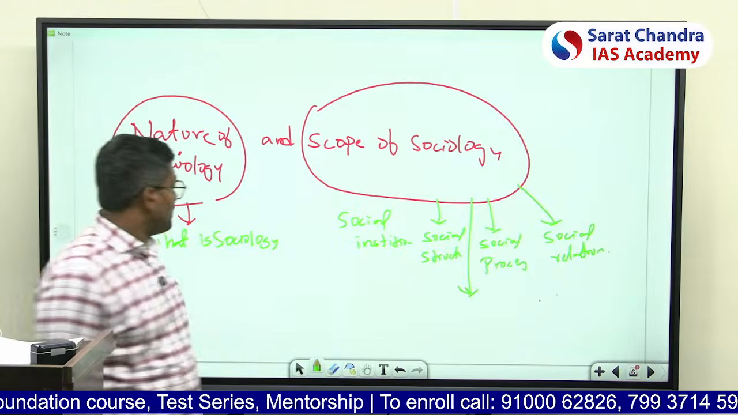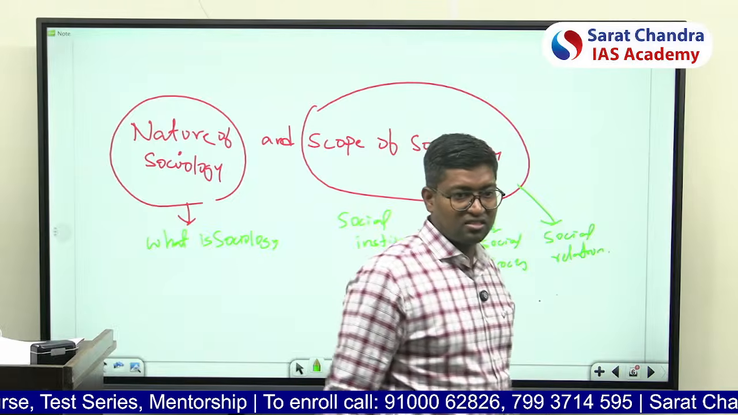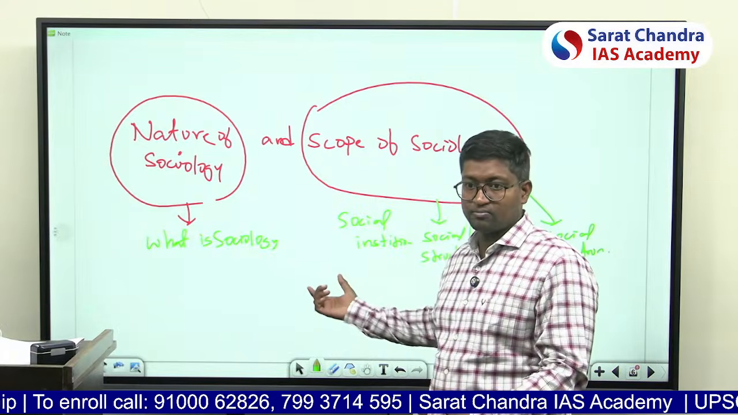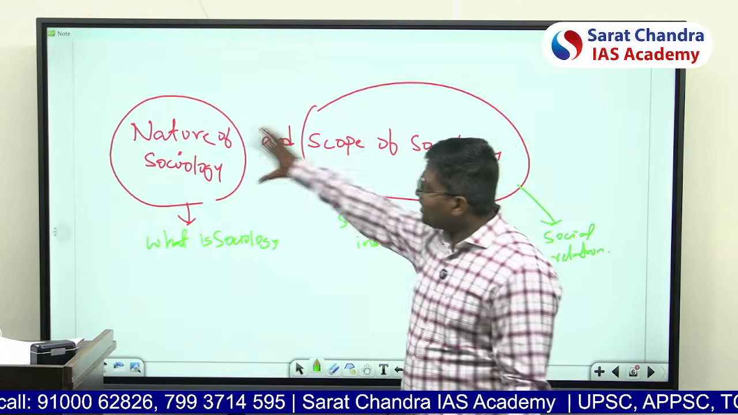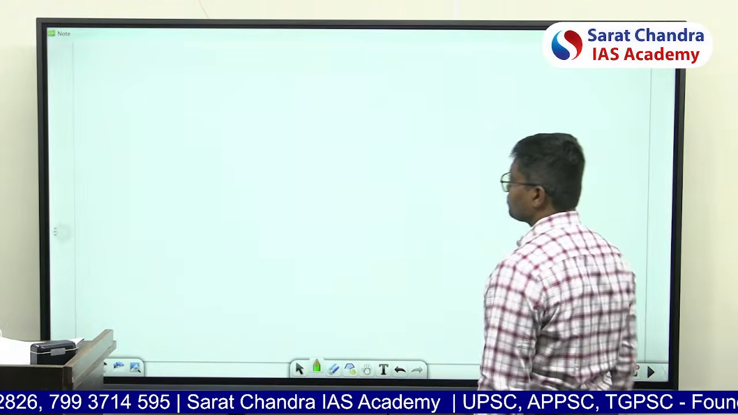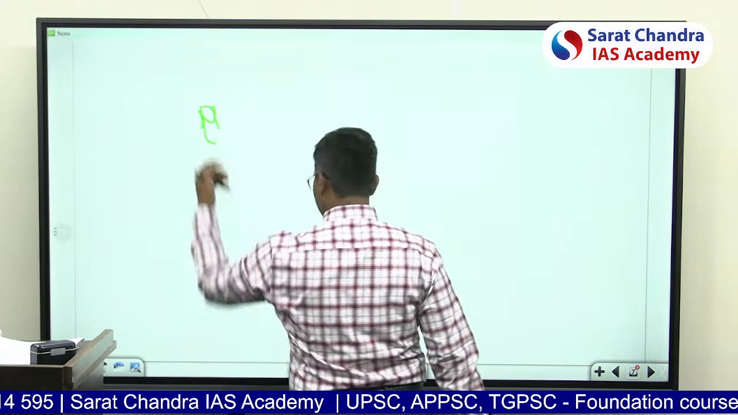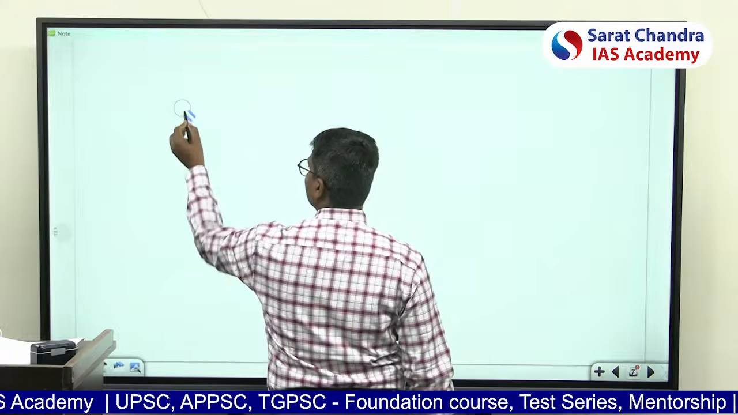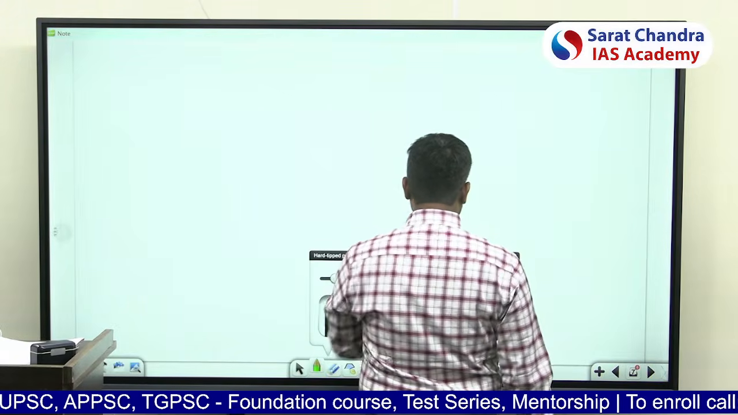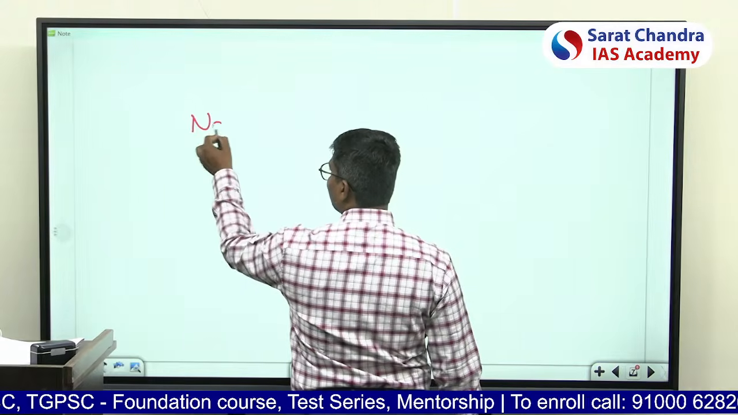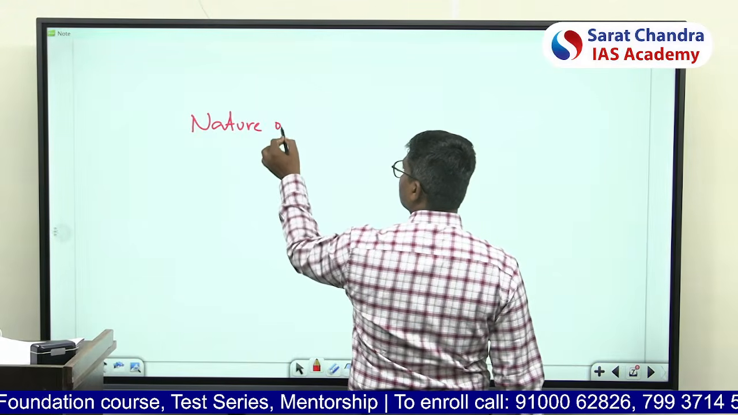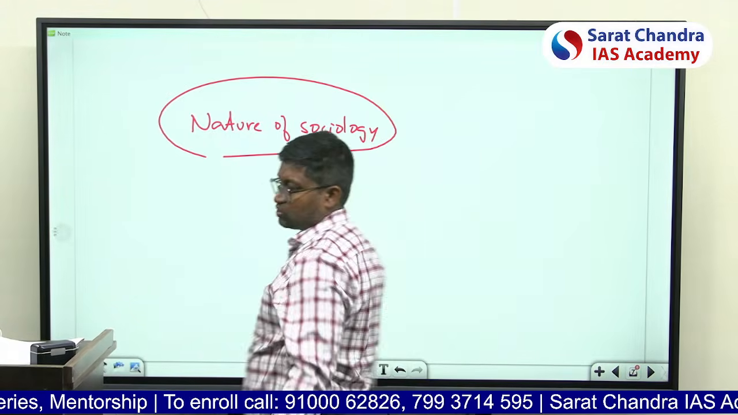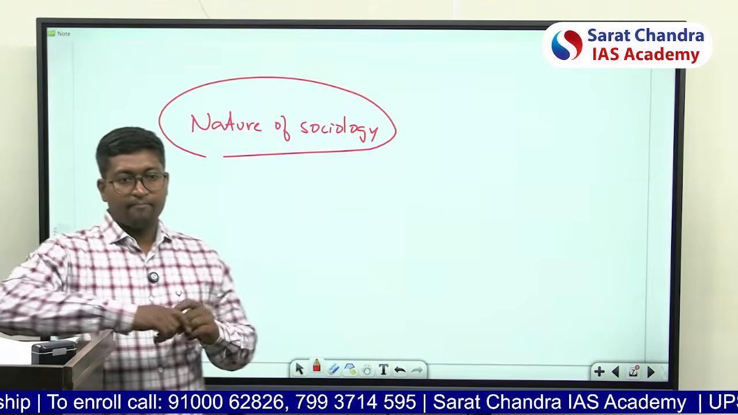Okay, so when we are talking about what sociology is, that is nature, and what does it cover, its content, its scope, that is sociology. Now when we are talking about nature of sociology, let us spend a few minutes on understanding it, because there was a question on scope of sociology, but they never asked a question on nature of sociology. So what is nature of sociology?